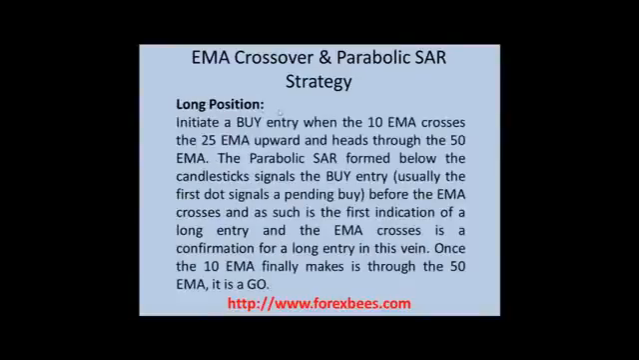Okay, so the rule for a long position is: initiate a buy entry when the 10 EMA crosses the 25 EMA upward and heads through the 50 EMA. The parabolic SAR formed below the candlesticks signals the buy entry. Usually the first dot signals a pending buy before the EMA crosses, and as such is the first indication of the long entry, and the EMA cross is the confirmation for a long entry. Once the 10 EMA finally makes it through the 50 EMA, it is a go.